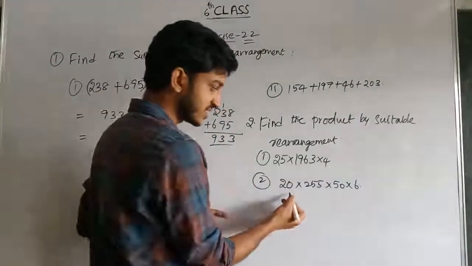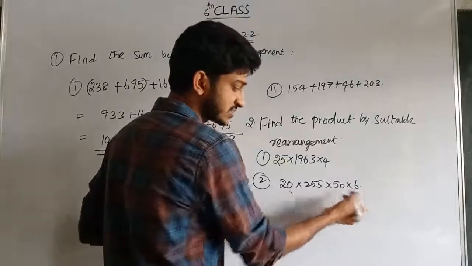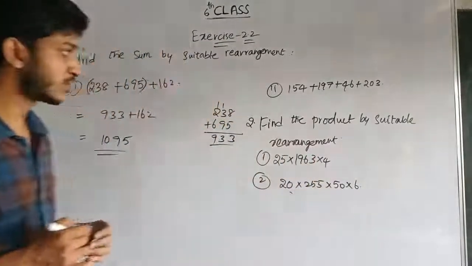Now see here, first of all multiply these two numbers, and then with 6 and with 255. Do these problems as homework, children.